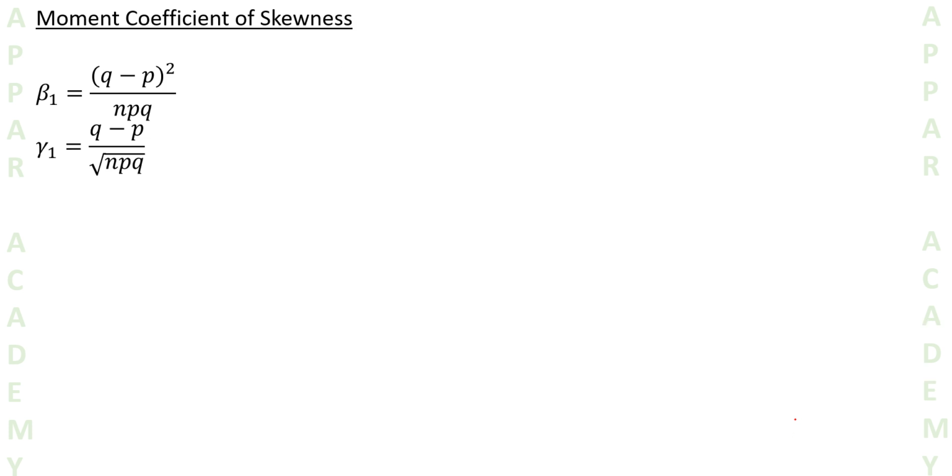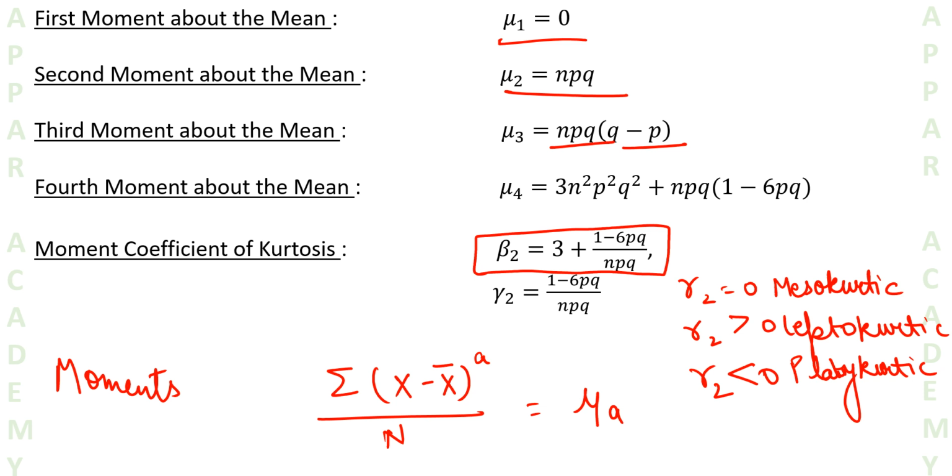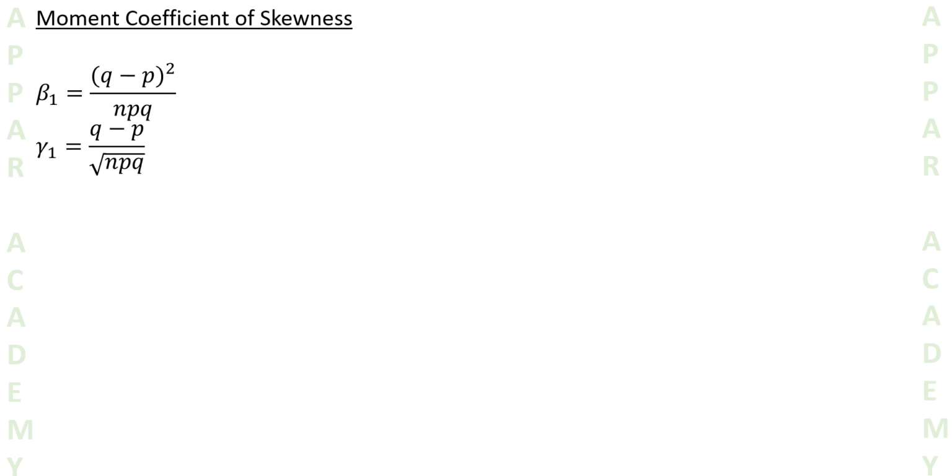The last constant of the binomial distribution is the moment coefficient of skewness. We all know this tells us about the tail of the distribution, whereas kurtosis tells us about the peak of the distribution. For the moment coefficient of skewness, we have two factors, beta 1 and gamma 1. Beta 1 is equal to (Q minus P) whole square upon NPQ. On the other hand, gamma 1 is equal to (Q minus P) upon the square root of NPQ. Why? Because gamma 1 is simply equal to the square root of beta 1. So this is our gamma 1 and beta 1.